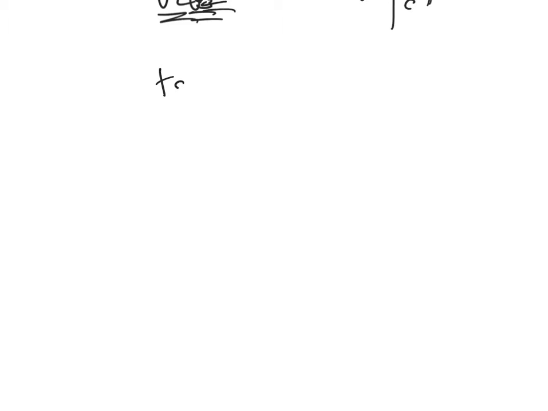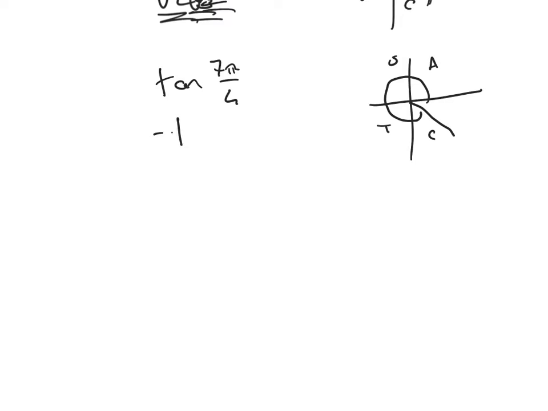Okay, next one is tan 7 pi over 4. Pi over 4 is 45, 7 times 45 is 315, so we're going to be in the cosine quadrant, and tan is negative in there, so that's going to be minus tan. The acute angle is pi over 4, so that's minus tan pi over 4, and that is minus 1.